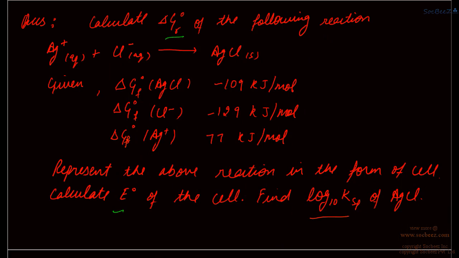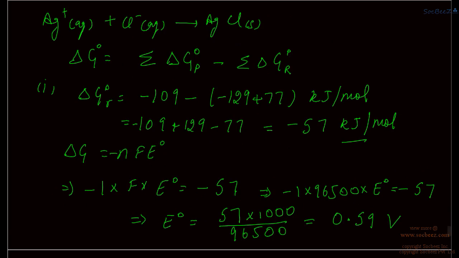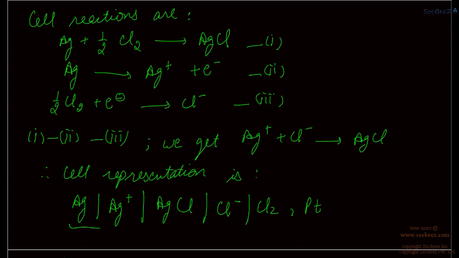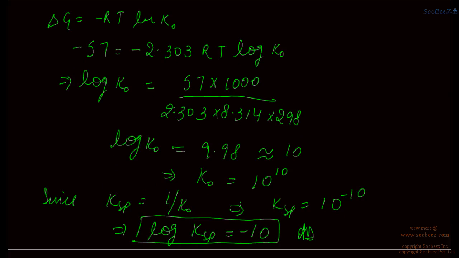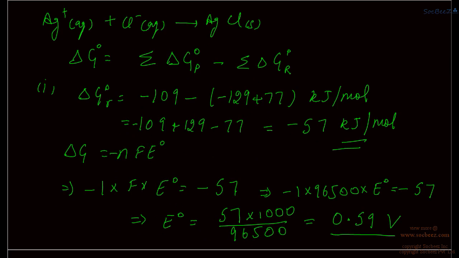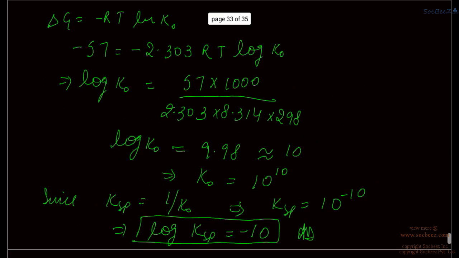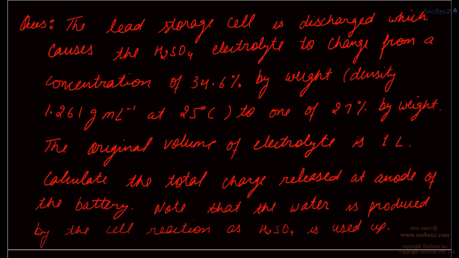So the question was asking us to calculate delta G, E naught and log 10 Ksp of AgCl. So delta G is minus 57 kilojoule per mole, this is the cell representation, the value of E naught is 0.59 volt, and log Ksp equals minus 10. So this was what was asked in this question.